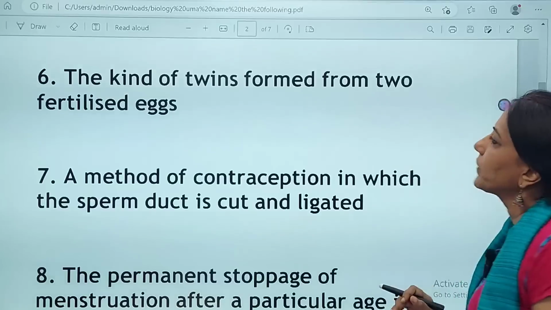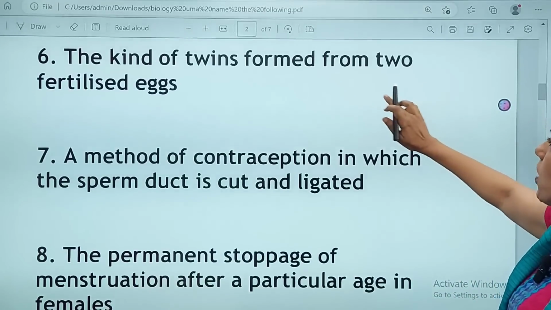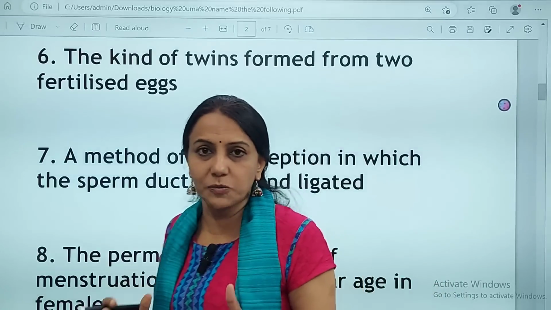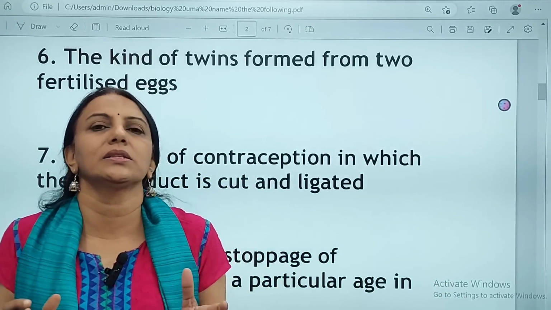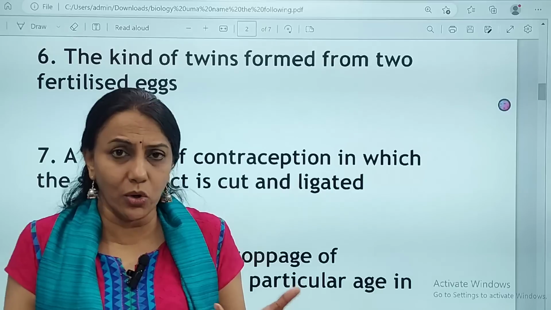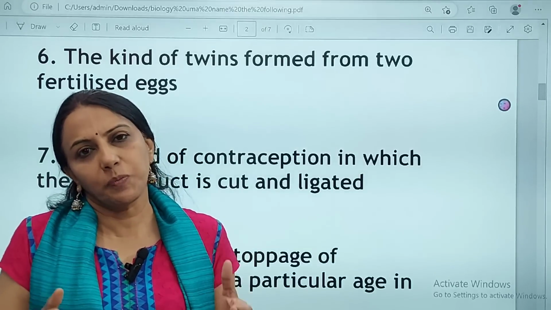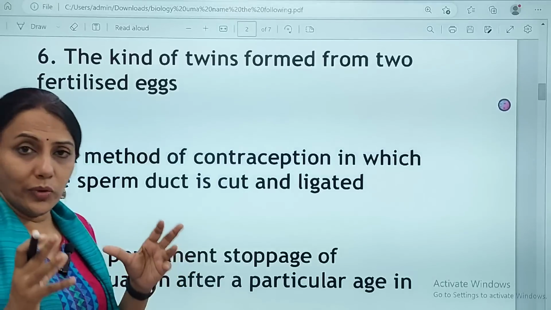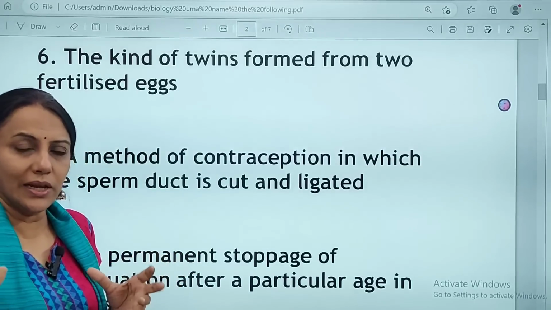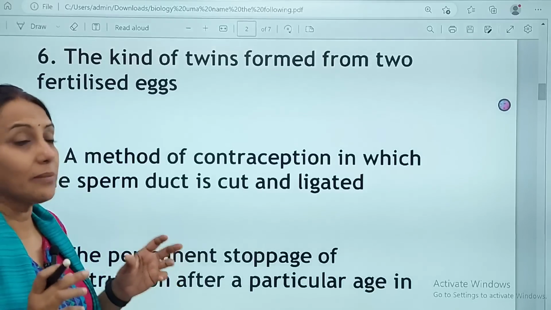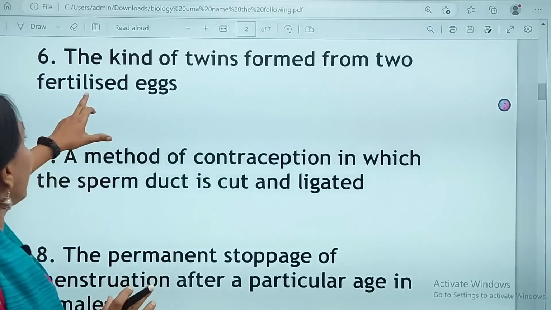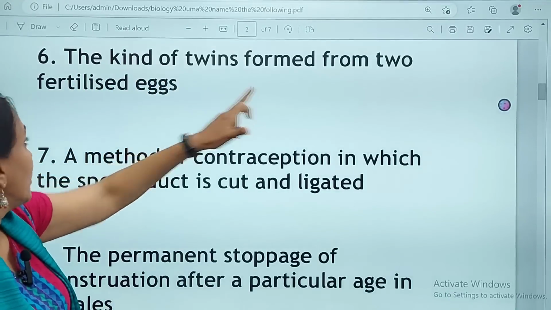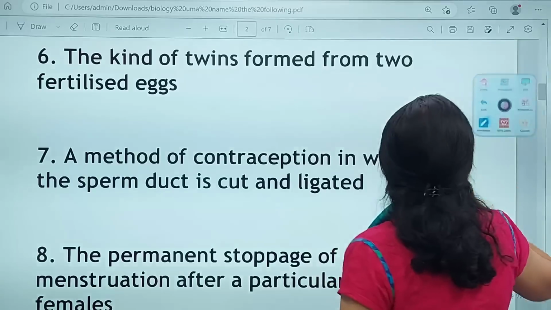Again, interesting. Okay. The kind of twins that are formed from two fertilized eggs. As you know, usually a sperm is expected to fertilize one egg and then a single zygote is formed. What is the zygote? Zygote is when the fusion of the sperm and the egg happens. It's called a zygote. But sometimes, as you know, every monthly cycle, there's only a single egg that's supposed to be released. But sometimes the ovary releases two eggs, and in that case, you have two fertilized eggs. So the kind of twins formed from two fertilized eggs is called what?